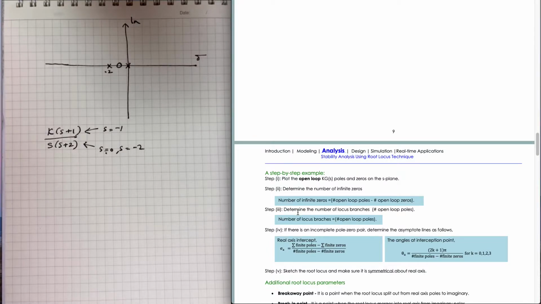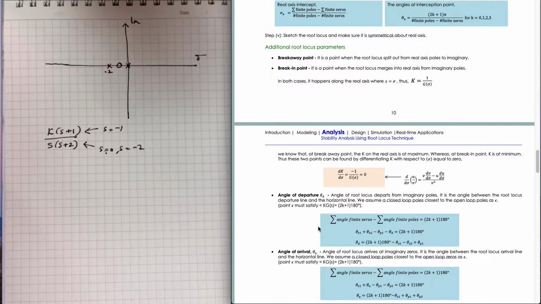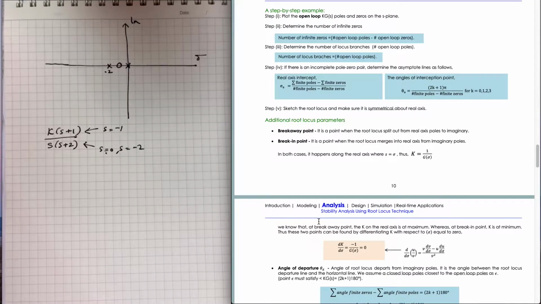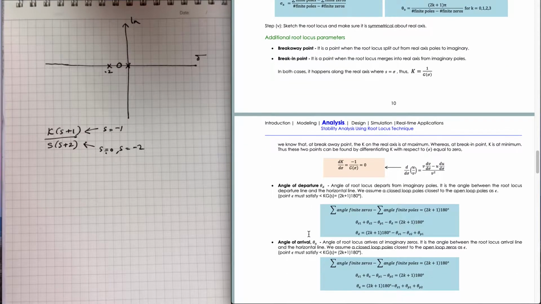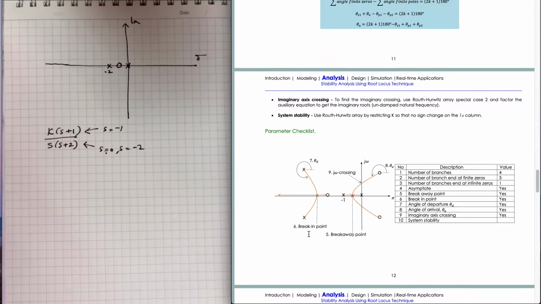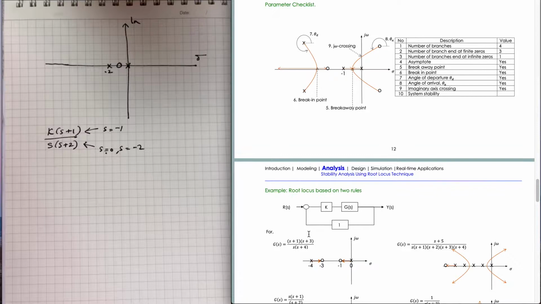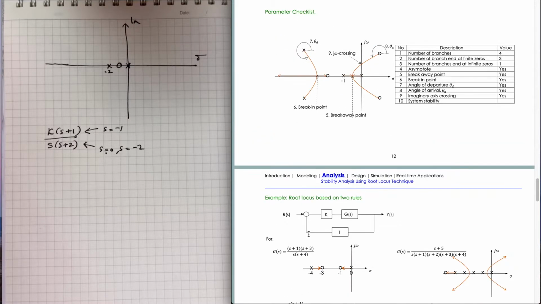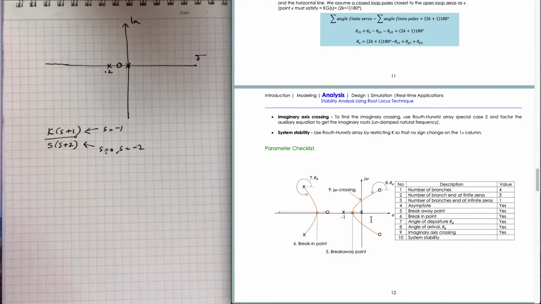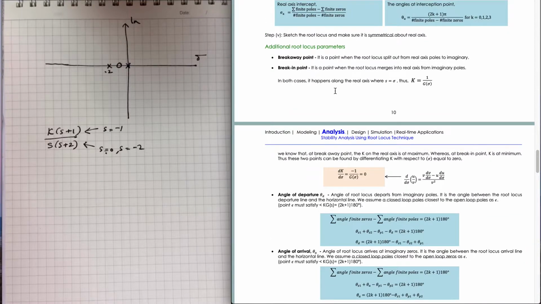Okay, now based on these rules, we can draw the root locus. Okay, now we need to understand what is the meaning of this. So what is the breakaway point, break-in point, and so on?